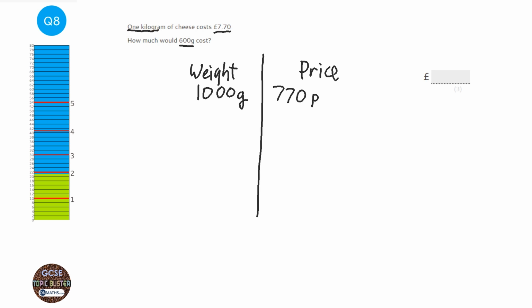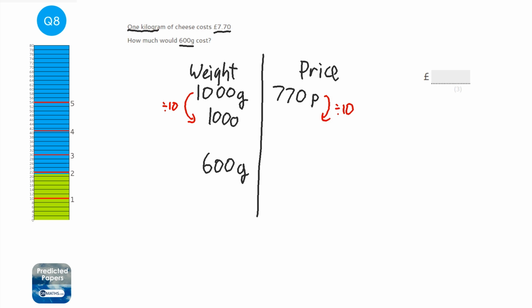Okay, so I need to get to 600 grams. And so first of all, if I've got a calculator, I can do this a lot easier, but without a calculator, let's try. Well, I can first of all divide this by 10 to get it so that it's 100.